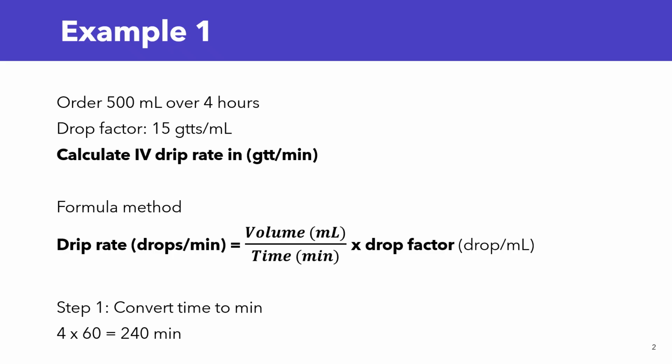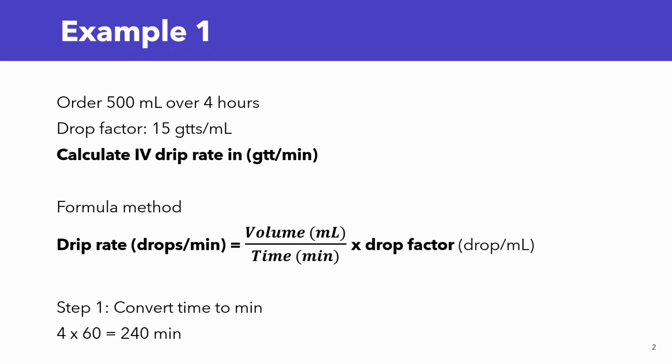Let's look at the first problem. You have the order, it's 500 ml over 4 hours. The drop factor is 15 drops per ml. You're asked to calculate the IV drip rate in drops per minute. First, we're going to use the formula, and then I'll also show you how to do it using the dimensional analysis method.